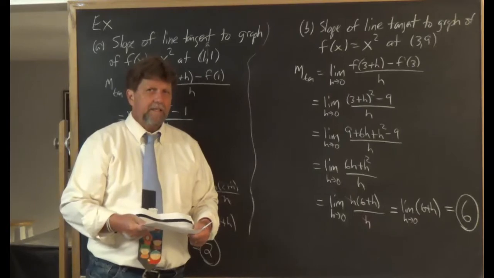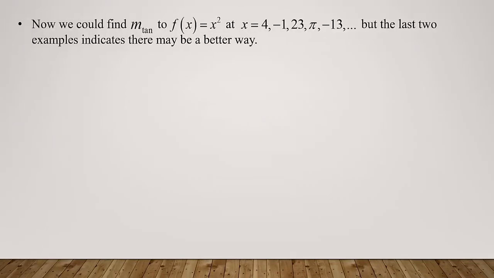Let's head back to the slides and see what's brewing. All right, folks, hopefully we saw it's not too bad to get the slope of a tangent line. You know, we could continue this. We could find the slope of a tangent line to that function x squared at different values of x. We could find the slope of the tangent line to f of x equals x squared at x equals 4, at x equals -1, at x equals 23, at x equals pi, at x equals -13, etc., etc., etc. But the last two examples indicate there may be a better way.